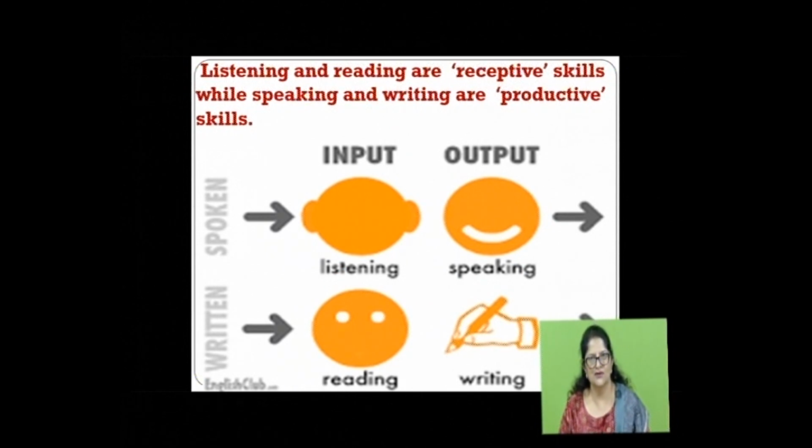And out of these 4 skills, 2 being receptive and 2 being productive. So listening and reading, these are the receptive skills. Why receptive skills? Because input is received from outside. And speaking and writing, the productive skills, because you produce the language, you write the language or you speak the language. So when you have the input, then only you can give the output.